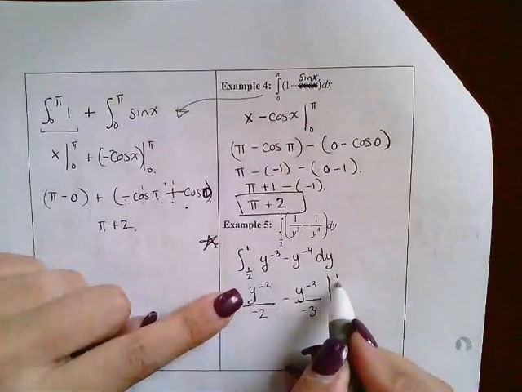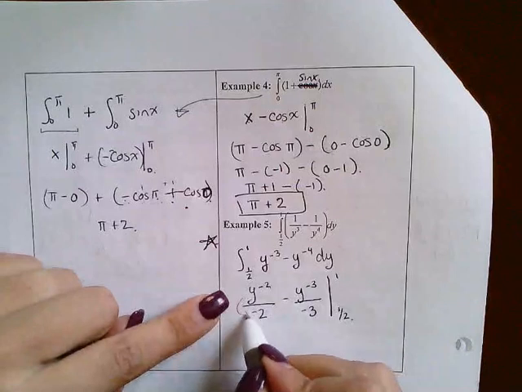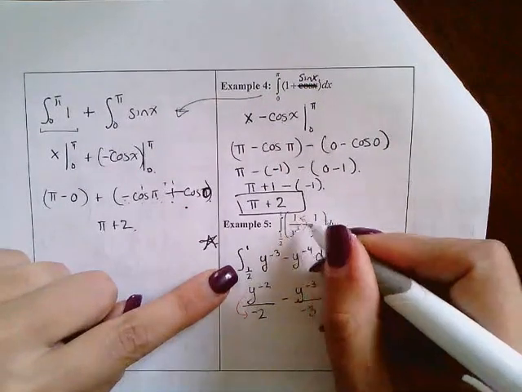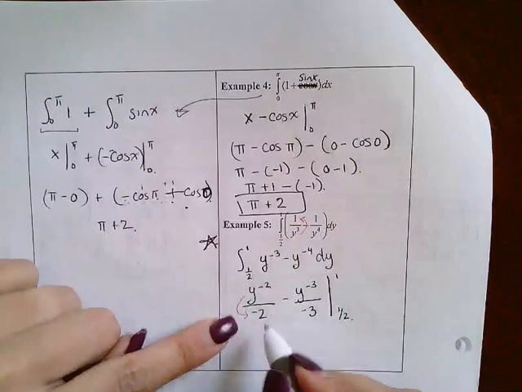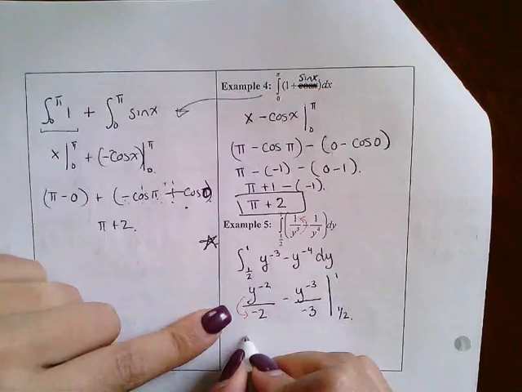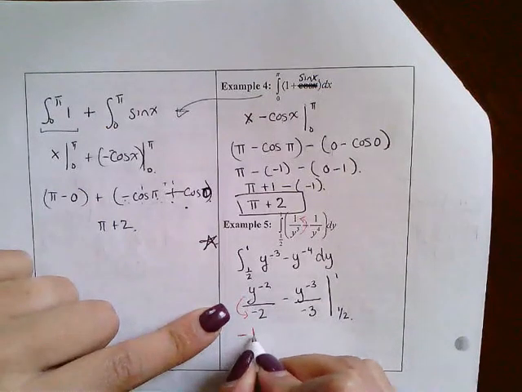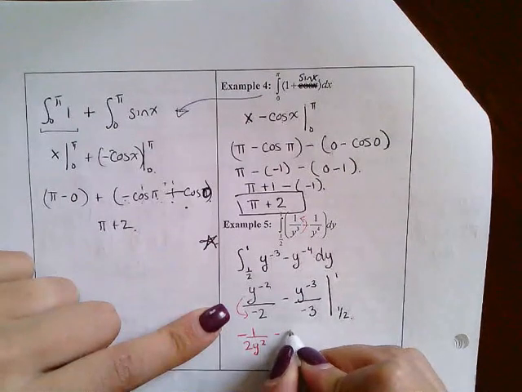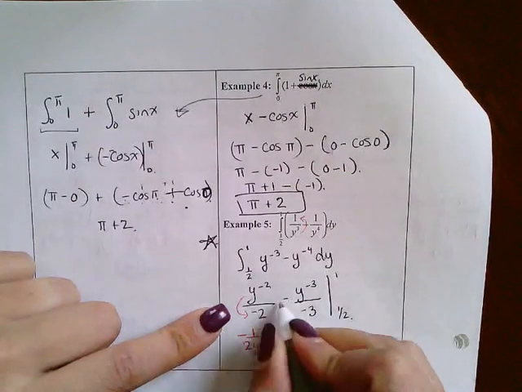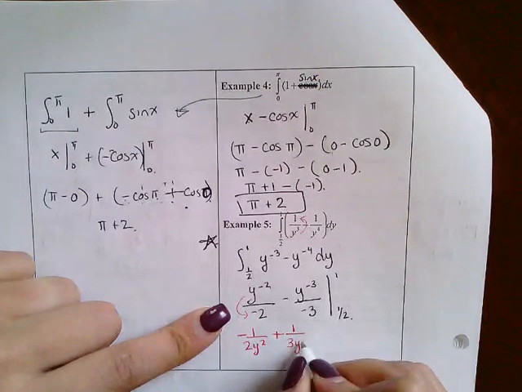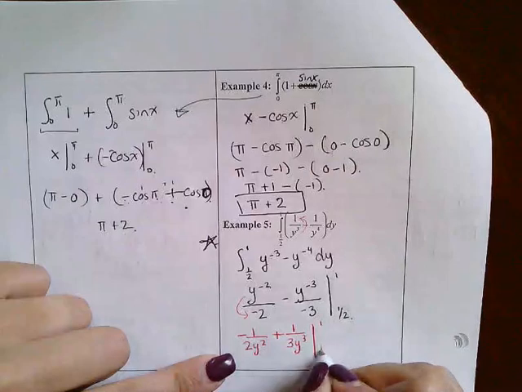And now you can rewrite it. Now you can bring this back down. So in order to integrate, bring them up. And then once you've integrated, you can bring them down, because look how easy this becomes. So this becomes negative 1 over 2y squared minus, or plus I should say, because there's two negatives here, plus 1 over 3y cubed, from 1 to 1/2.